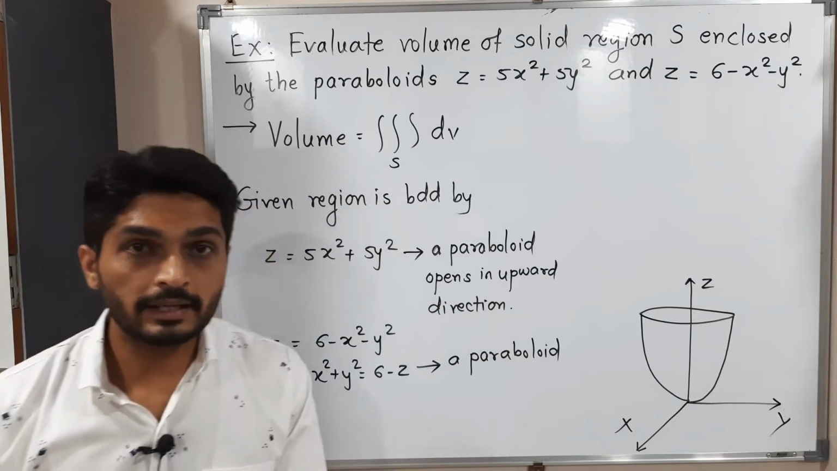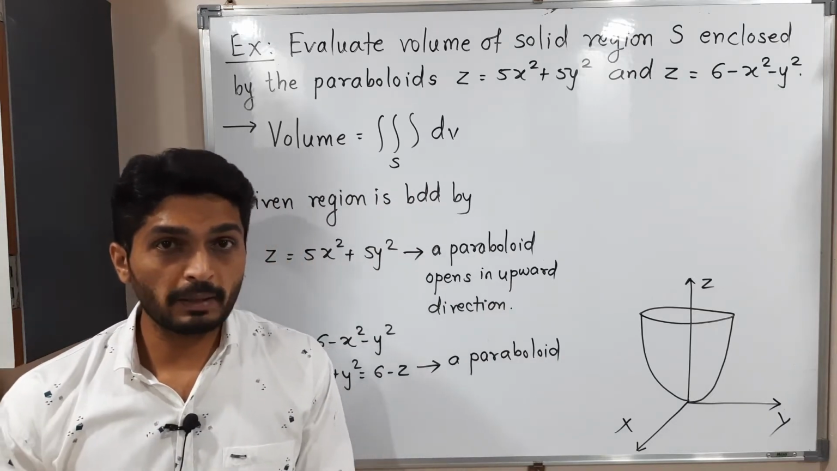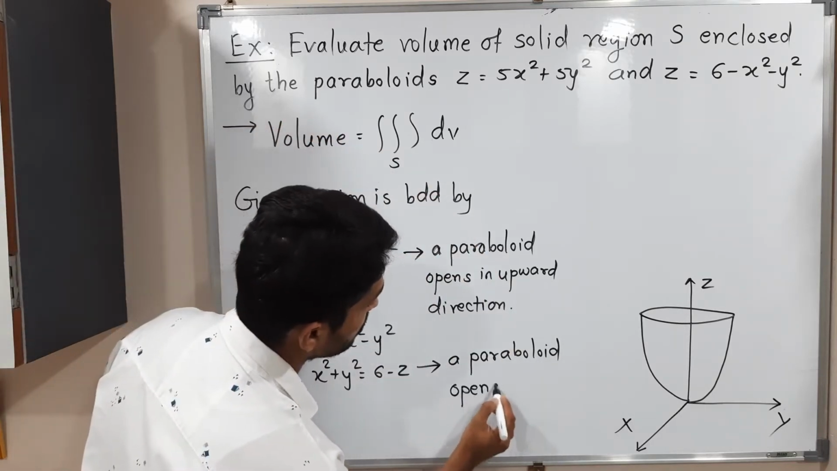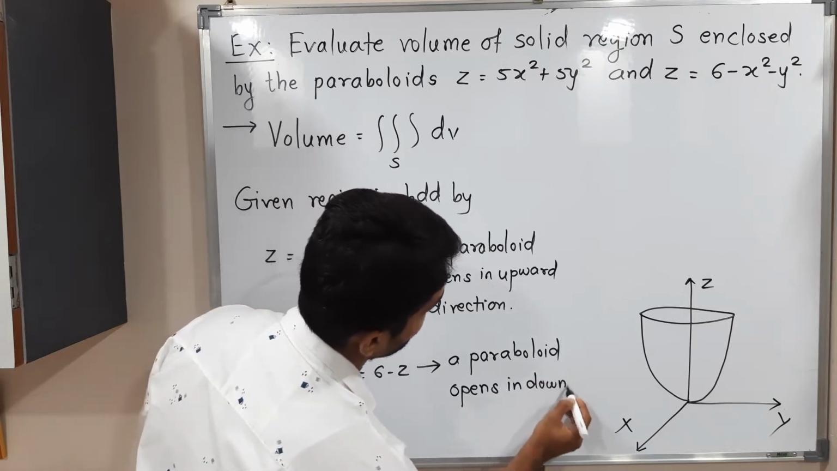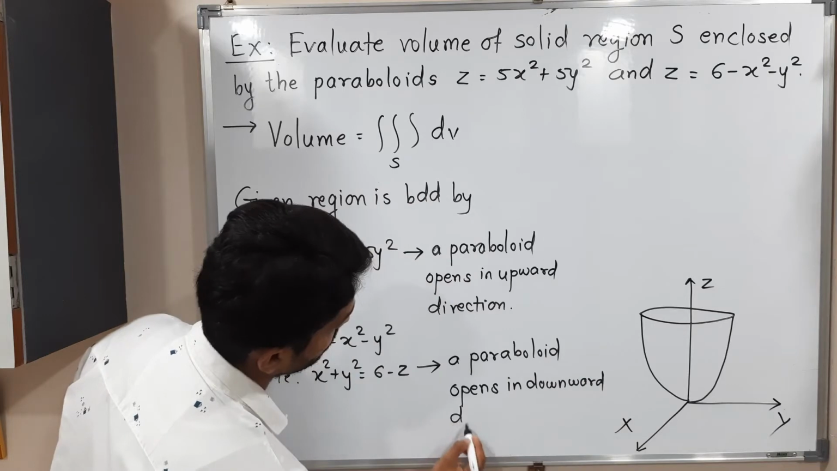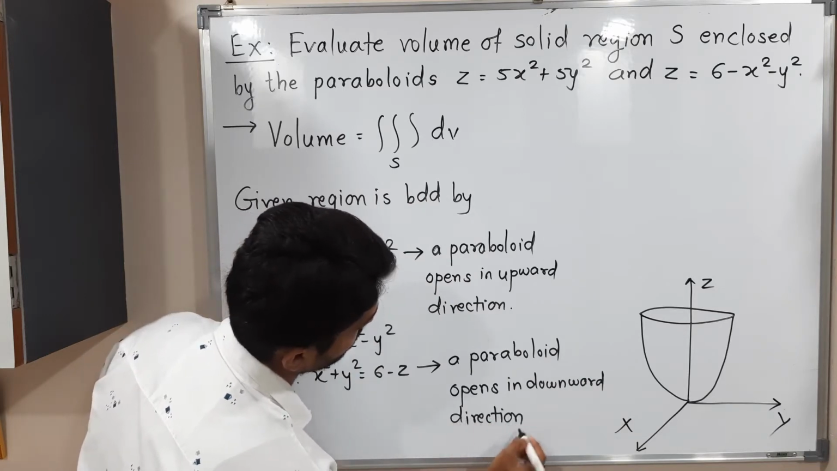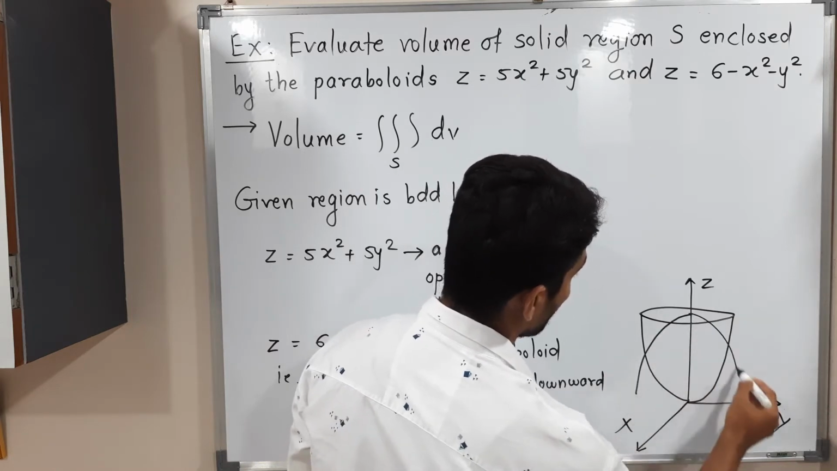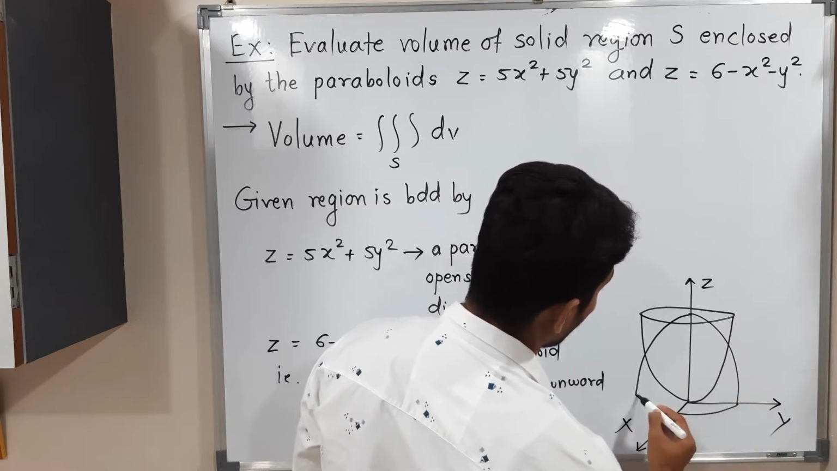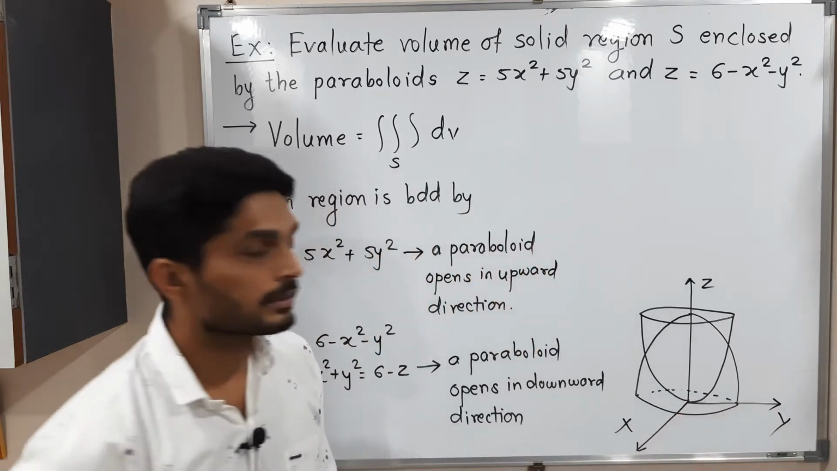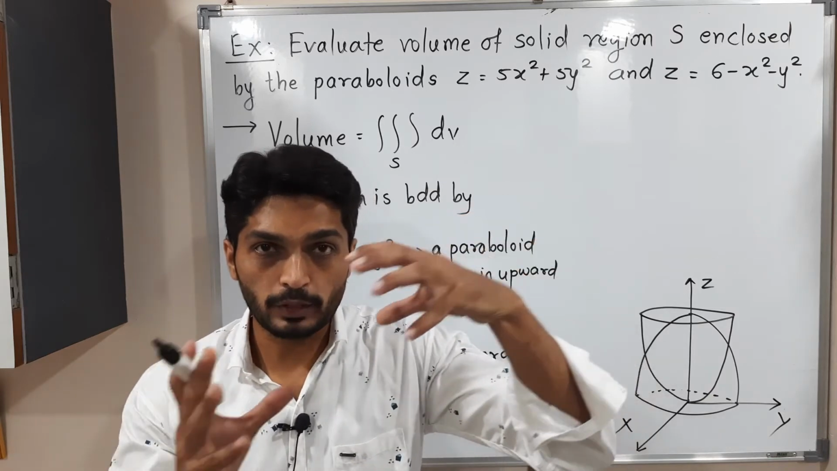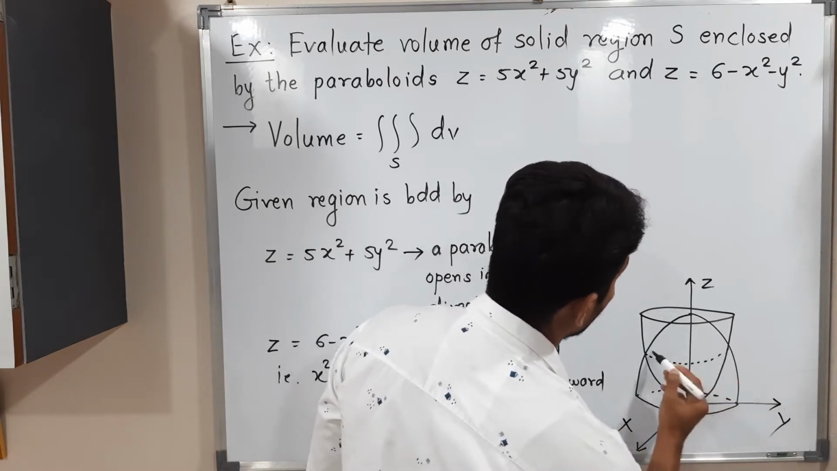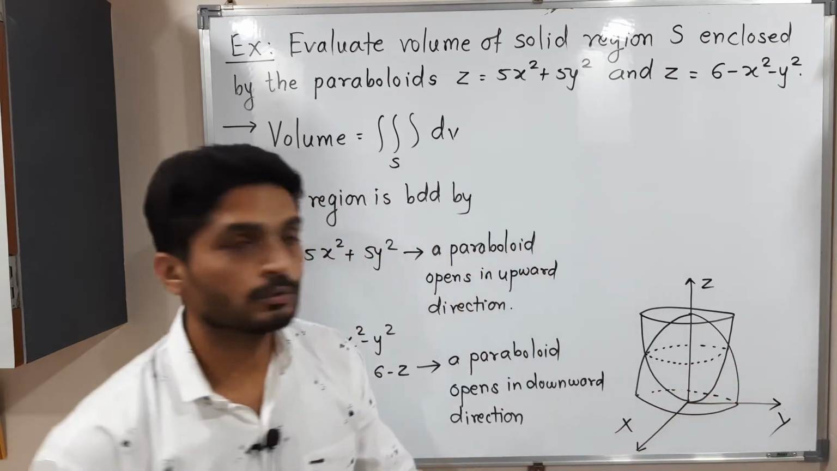But here z has minus sign. So that's why this paraboloid opens in downward direction. So paraboloid will be like this. See, we have these two paraboloids. Obviously, these two paraboloids will intersect each other at a curve. So that will be a circle. In a circle, they will intersect each other.